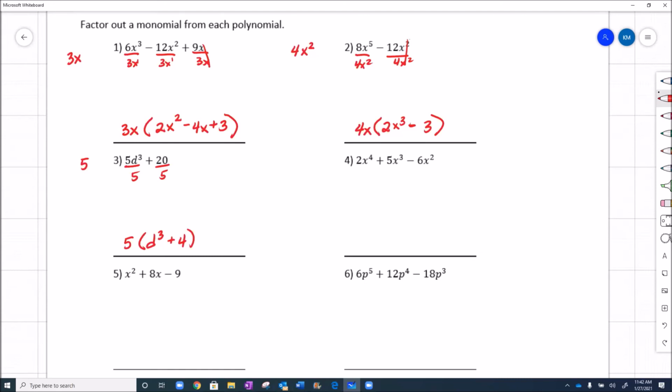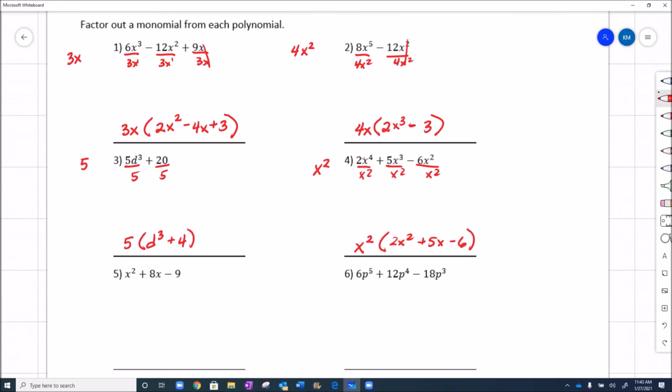Number 4, as we look through 2, 5, 6. Okay, so 2 goes into 2 and 6, but 5 doesn't, so not really dealing with numbers there. X to the 4th, x to the 3rd, x squared, they all have x's, so x squared is our GCF. And then once we take that out, we have 2x squared, 5x, and then minus 6.